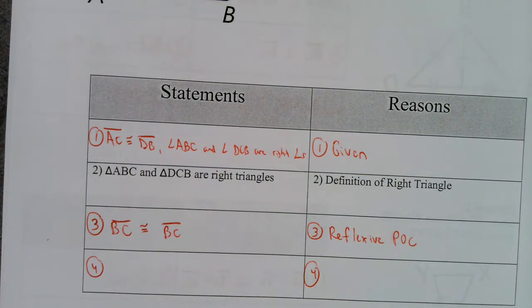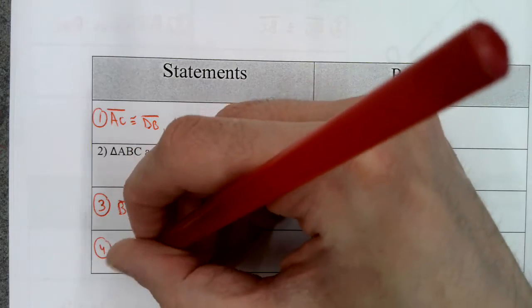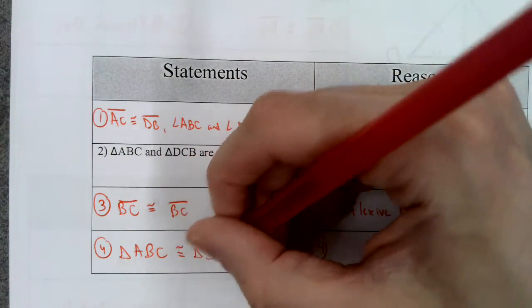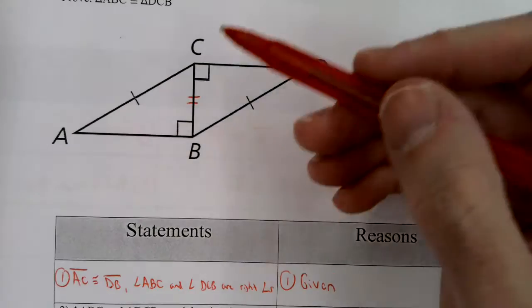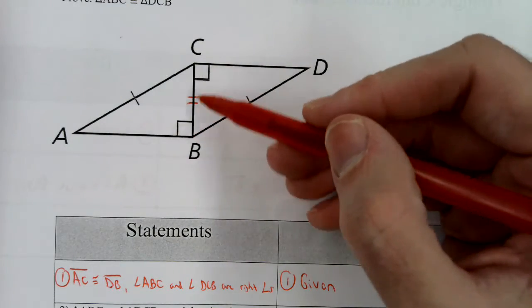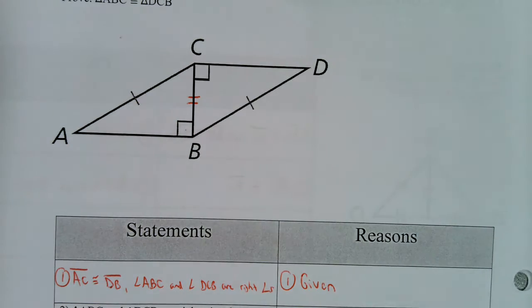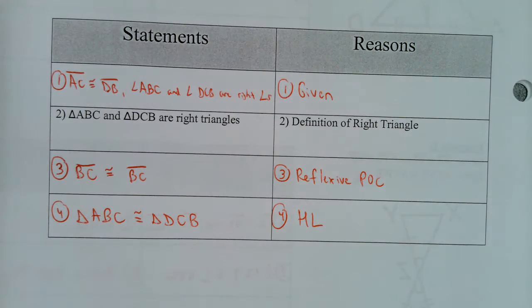And now let's see, now we can say that the two triangles are congruent. Above it said you had to prove that triangle ABC is congruent to triangle DCB, and I'm going to claim that we already have proved that, because if you look above, we have the right angles and therefore the right triangles. We have this hypotenuse congruent to that hypotenuse, and we have this leg congruent to itself. So my last reason will be HL, hypotenuse leg. Okay.